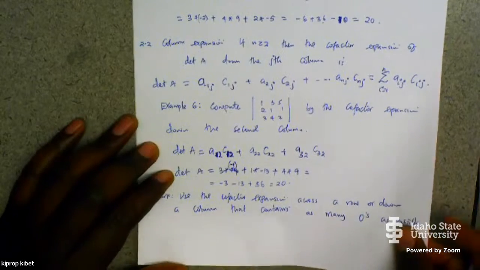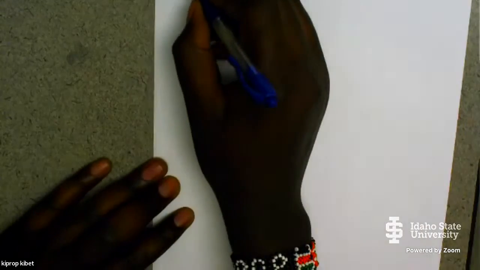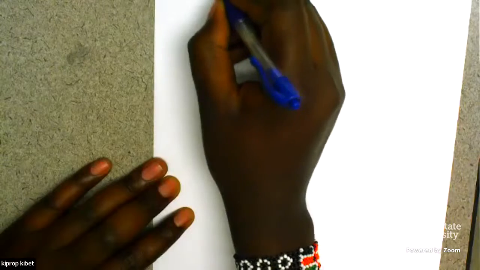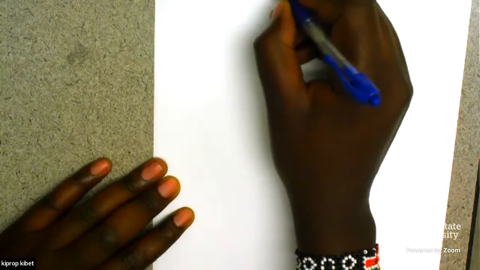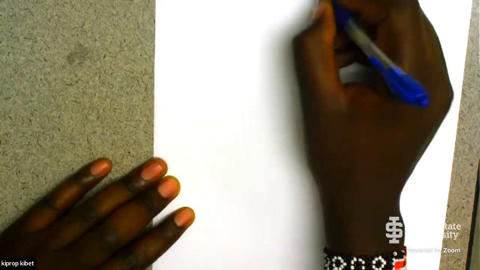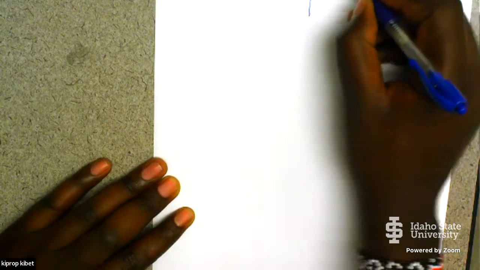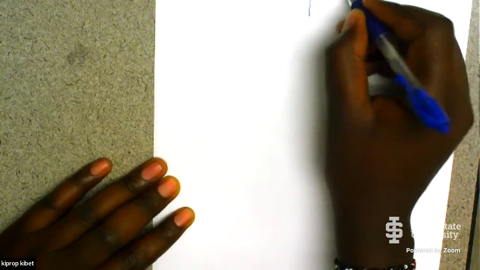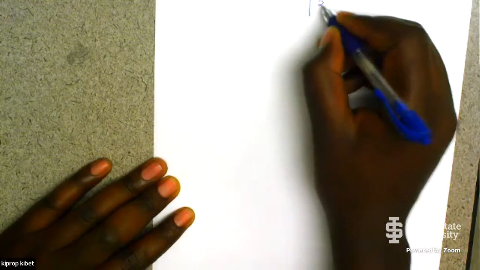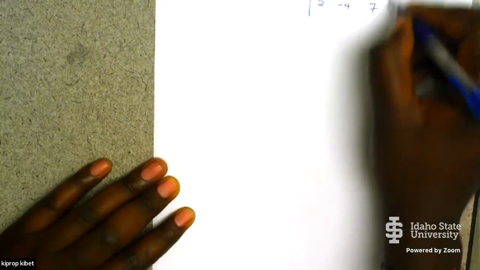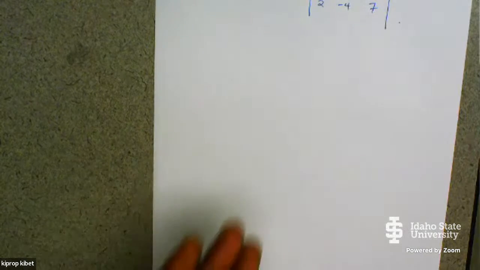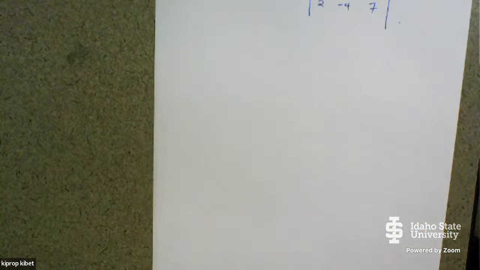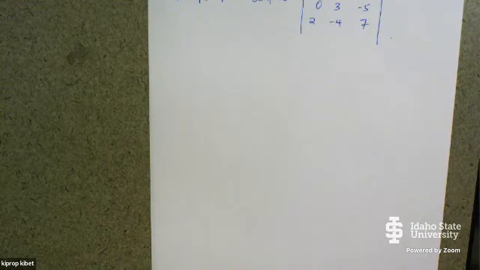For example, let me give you an example and then we'll solve it when we meet. Example number 7. Compute the determinant of 5, minus 2, 4, 0, 3, minus 5, 2, minus 4, and 7. So you can actually go down the column or across.